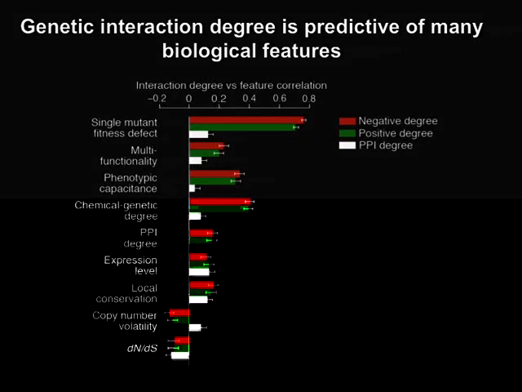Consistent with that, genetic interaction hubs tend to have a lot of GO annotations. That's what multifunctionality measures: the number of different GO annotations every gene has. They also tend to have a lot of different phenotypes, as measured by phenotypic capacitance. And what's interesting is that we're comparing here genetic interaction hubs, positive and negative, to PPI hubs, protein-protein interaction hubs. It was known also that protein-protein interaction hubs play a very central role in the system.